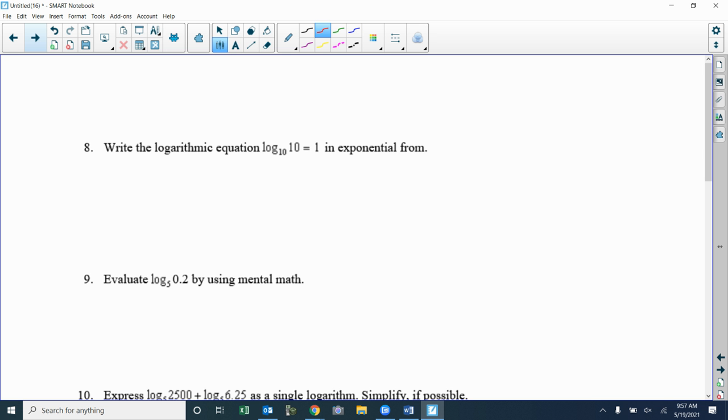Log, write it in exponential, the base to that power, so it'll be 10 to the first equals 10. Of course, that is a true statement there.